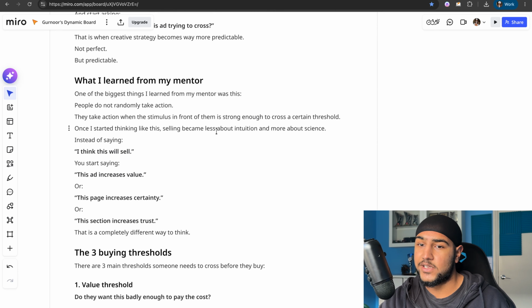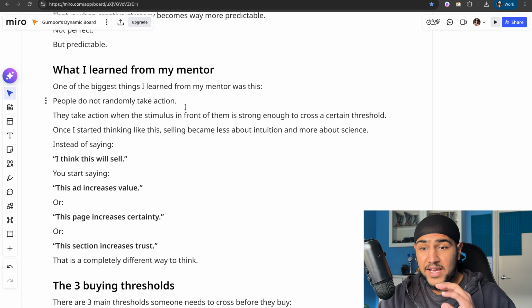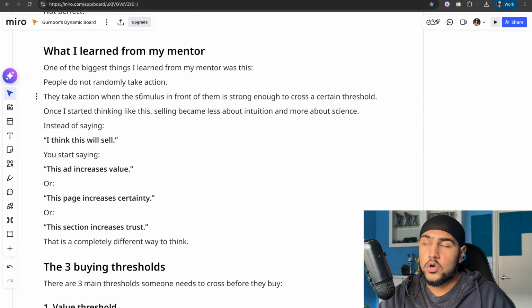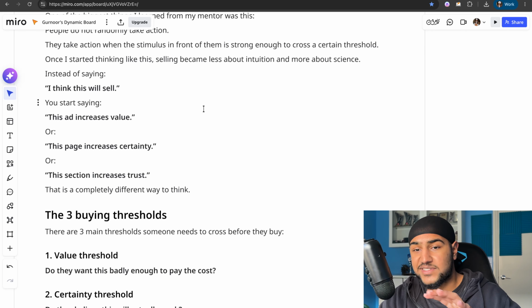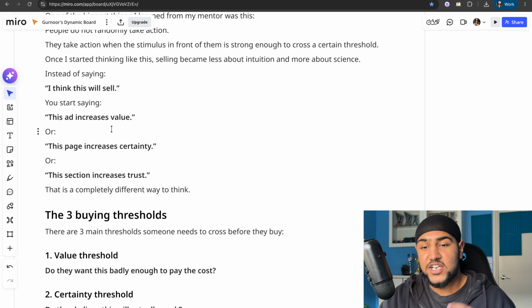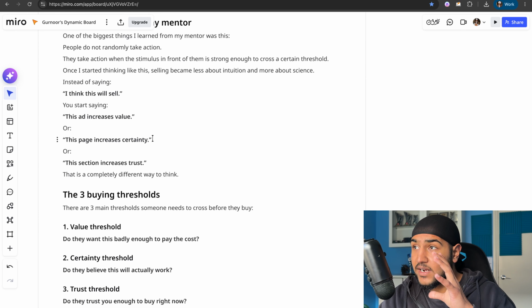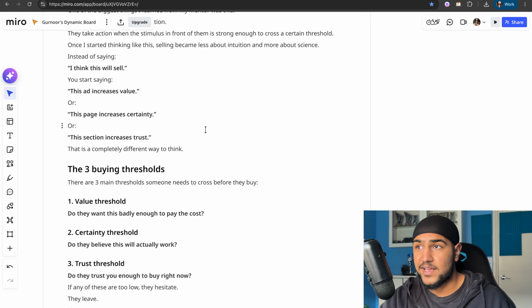This is something I learned from my mentor. One of the biggest things my mentor taught me was people do not just randomly take an action. They only take an action when a stimulus in front of them is strong enough to cross a certain threshold, right? Once I started thinking like this, selling became less about intuition and more about science, okay? Instead of saying, I think this will sell, I started saying, okay, this ad increases the value threshold, this page increases certainty, this section on the landing page increases trust. And that is a completely different way to think. It turns selling into something more methodical rather than just guessing, right? Like intuition.